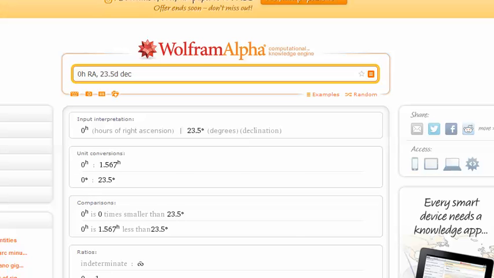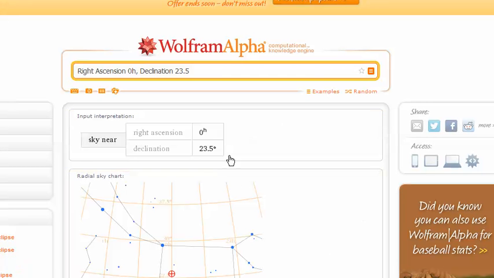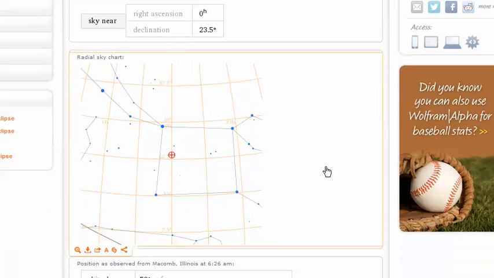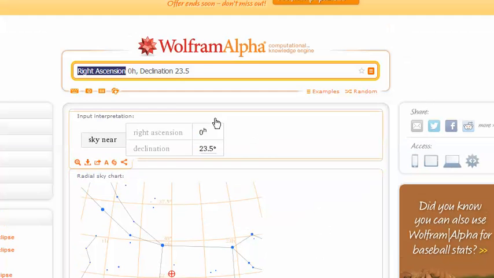It looks up. Well, that's embarrassing. Yesterday it showed me a star map. Okay, it wanted me to spell the word right ascension 0 hours declination 23.5, and now it gives me an image of something in Pegasus. So I've used the wrong right ascension.